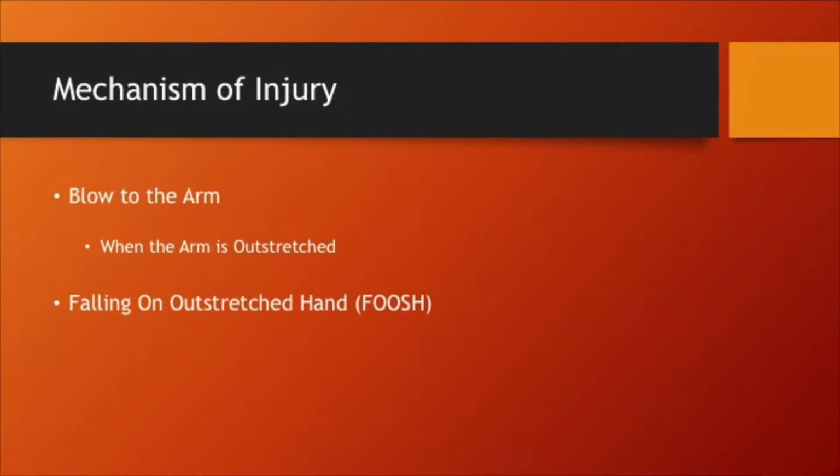The main mechanisms of injury for elbow hyperextension are a blow to the arm when the arm is already fully extended. This blow can be a posterior force when the arm is weight-bearing, or it could be an anterior blow when the arm is not weight-bearing but still fully extended. Also, falling on an outstretched hand where the elbow is fully extended can cause elbow hyperextension.